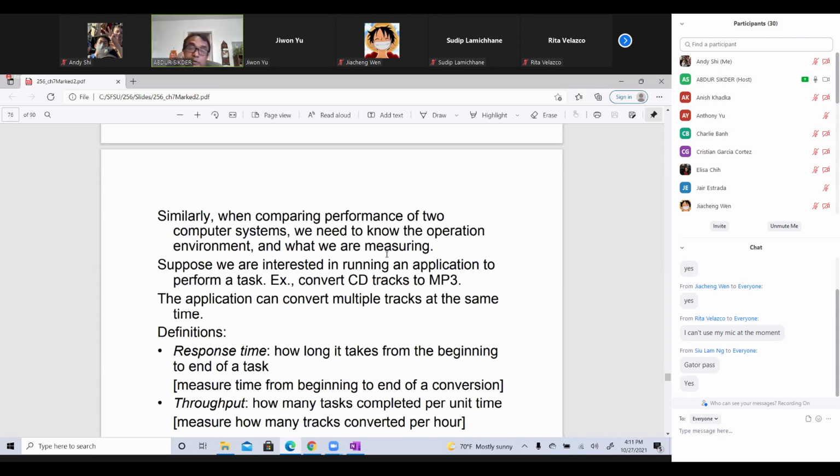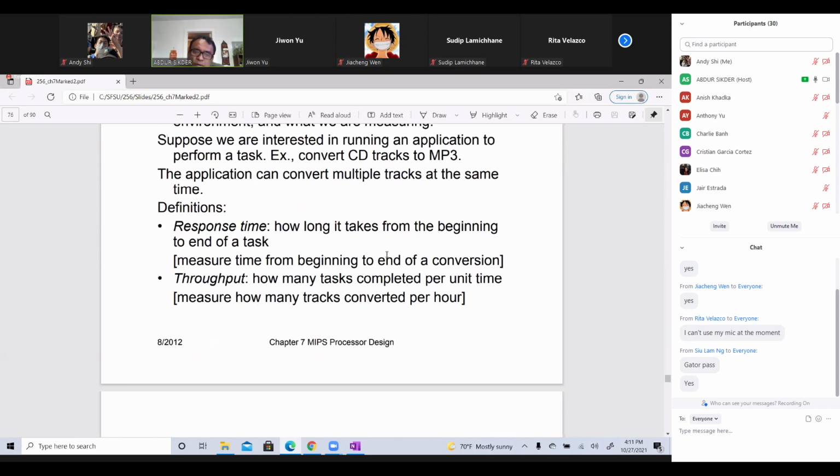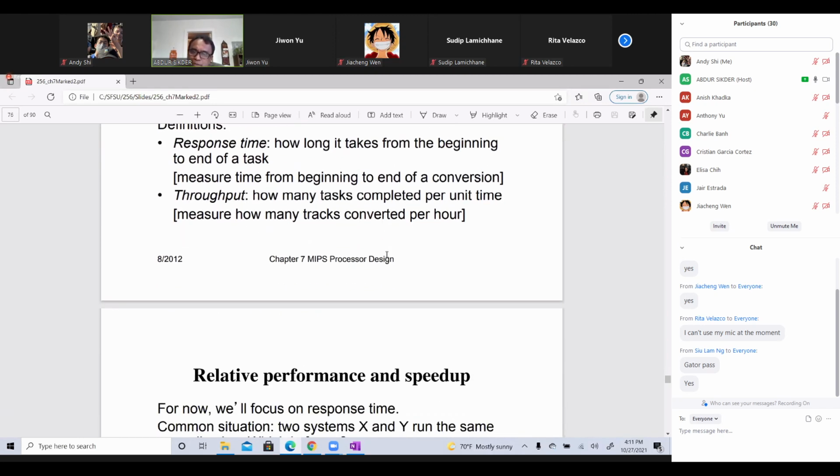When comparing performance of two computer systems, we need to know the operating environment and what we are measuring. Suppose we're interested in running an application to perform a task, for example, converting CD tracks to MP3. The application can convert multiple tracks at the same time. That's the given. Definitions: response time is how long it takes from the beginning to the end of a task. Throughput is how many tasks are completed per unit time.